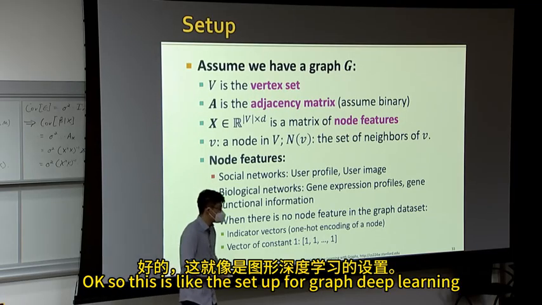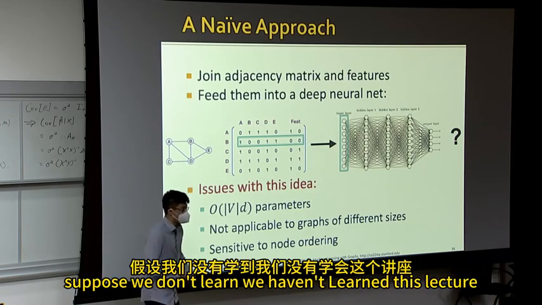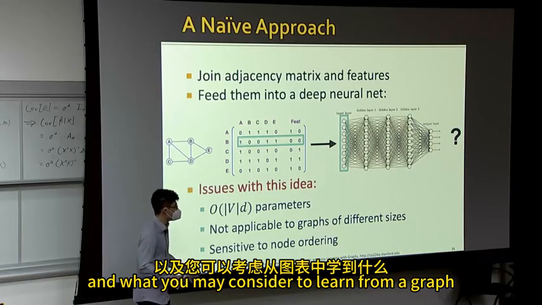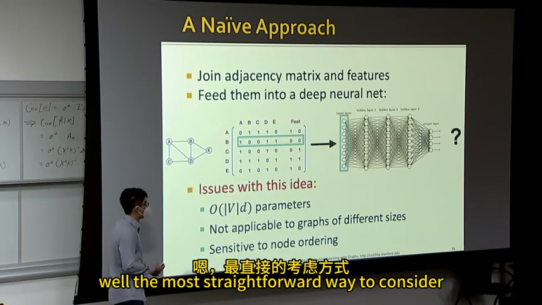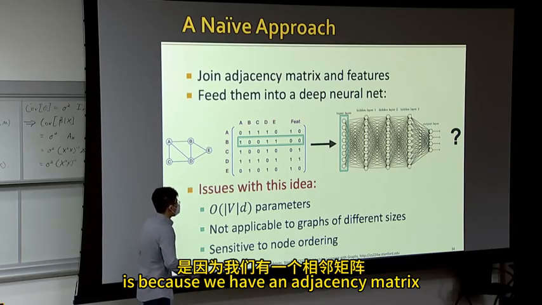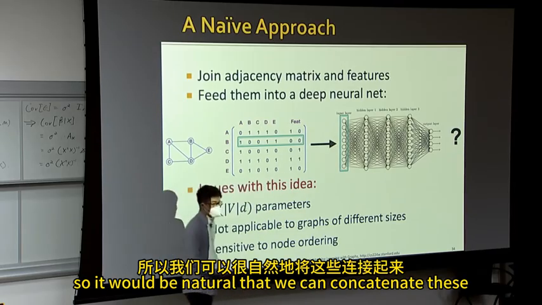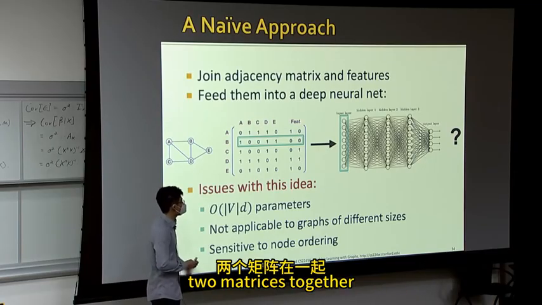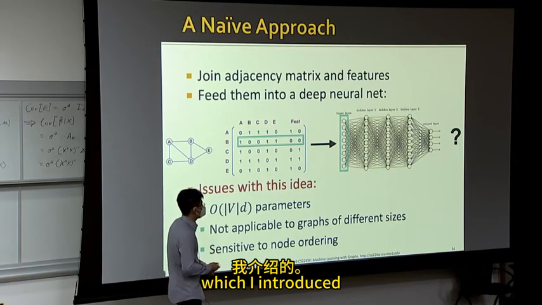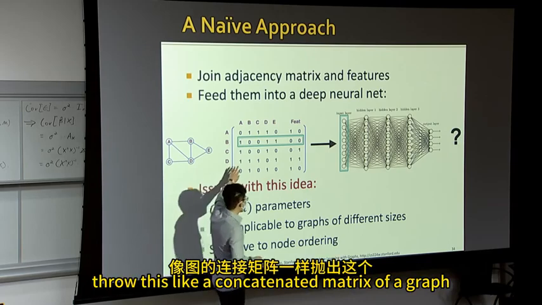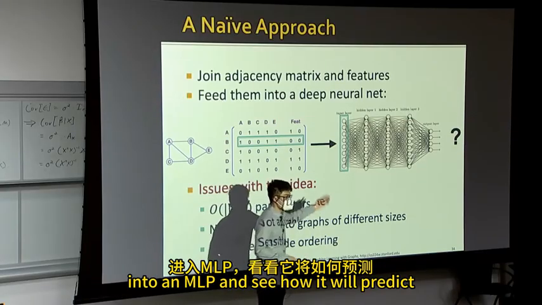So this is the setup for graph deep learning, and let's see. Suppose we haven't learned this lecture, what you may consider to learn from a graph using deep learning. Well, the most straightforward way is, because we have an adjacency matrix and a node feature matrix, it would be natural to concatenate these two matrices together and then apply the simplest deep learning method, which is the MLP that was introduced. We throw this concatenated matrix of a graph into an MLP and see how it will predict.